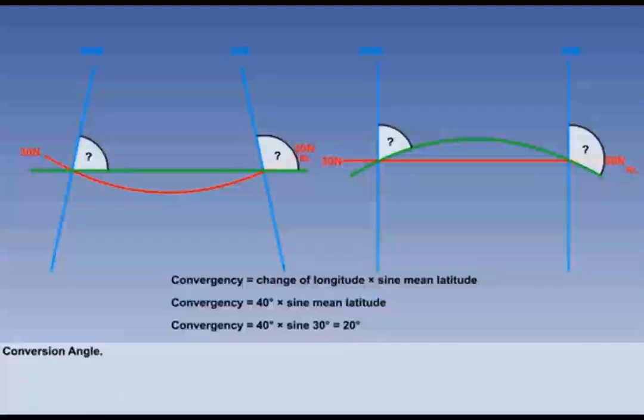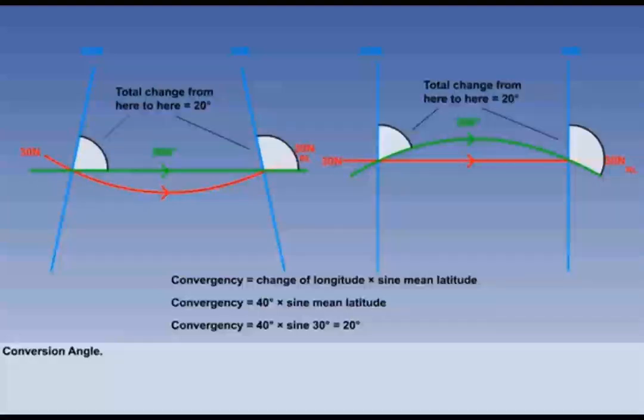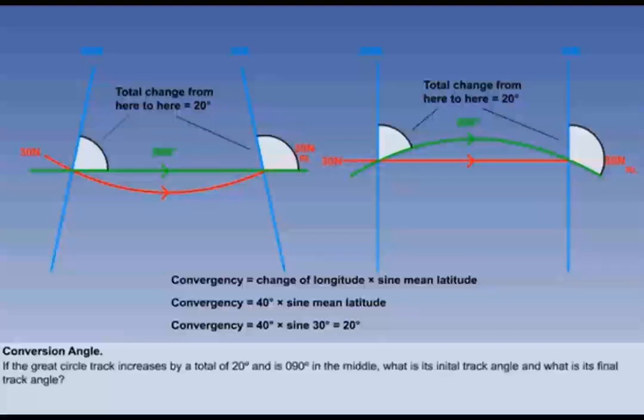But we don't know what the great circle track is in order to change it by 20 degrees. However, there is a way to work it out. Now we know that the rhumb line track is 090 degrees true. It is a parallel of latitude. So the great circle track at midpoint must also be 090 degrees true. Now, bear in mind that in the northern hemisphere, tracking from west to east, the track angle will increase.